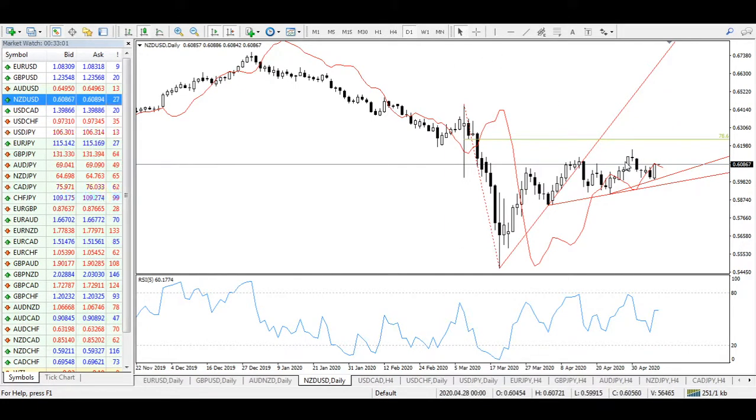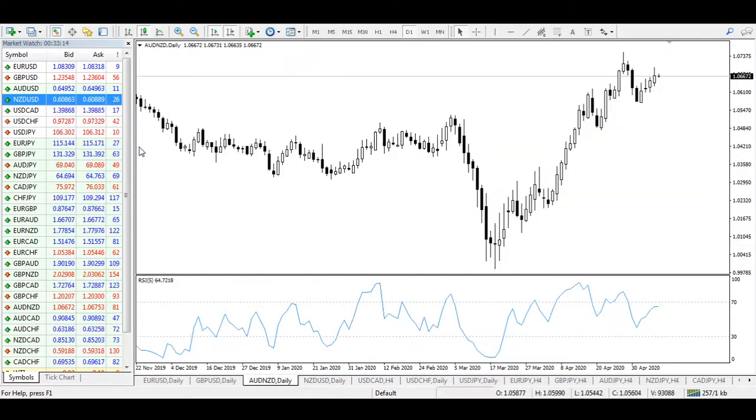I'm rather targeting just the previous high. Maybe I will get again some downside retracement to buy again to target the 78.6 in the next trade. I'm targeting this previous high in this current trade. So this is the one trade on New Zealand dollar. Now let's go to AUD USD and I'll show you what technical setup we have on AUD USD.